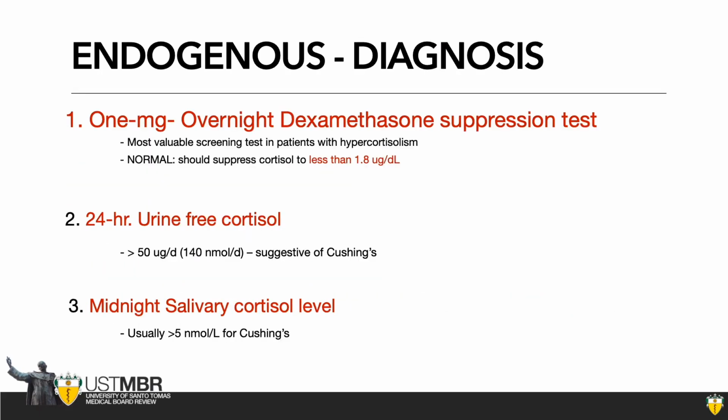How about endogenous? If after taking a good history there's no exogenous intake of steroids, and you suspect the patient to have hypercortisolism, there are three tests that you can request. One: 1 milligram overnight dexamethasone suppression test. Remember, if you suspect excess, you suppress. By giving dexamethasone, it's supposed to have a negative feedback on the CRH and ACTH. So the following morning, cortisol is supposed to go down if you're normal. If it did not, then you have endogenous excess of that hormone. You can also measure 24-hour urine free cortisol and salivary cortisol at its nadir.